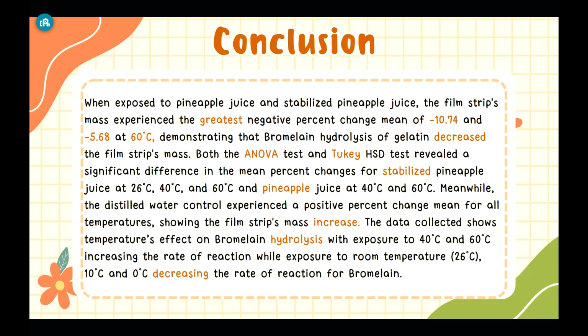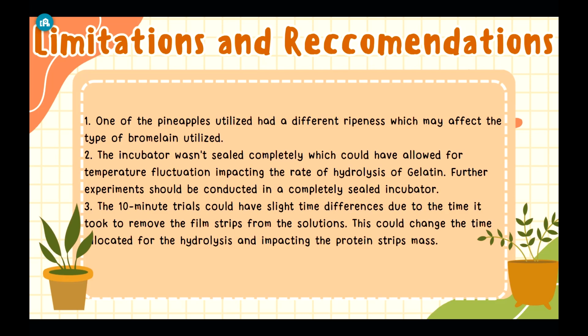The data collected shows temperature's effect on bromelain hydrolysis, with exposure to 40 and 60 degrees Celsius increasing the rate of reaction, while exposure to room temperature, 10 degrees Celsius, and 0 degrees Celsius decreased the rate of reaction for bromelain. And the limitations or recommendations include one of the pineapples utilized being at a different ripeness, which may affect the type of bromelain utilized.